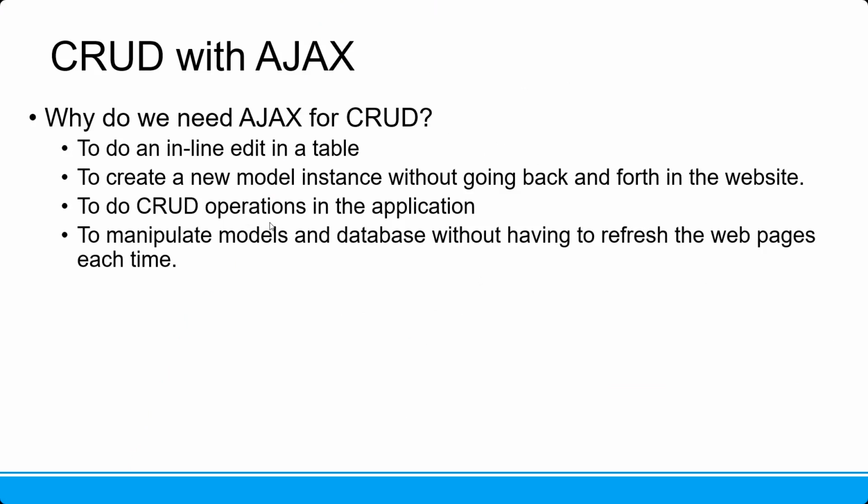So why do we need AJAX for CRUD? You already know we can use CRUD with Python. When you use CRUD with Python, it means you're relying on the backend for CRUD. But now we are going to use CRUD with AJAX, which means it will be in the front end. So why do we need that?